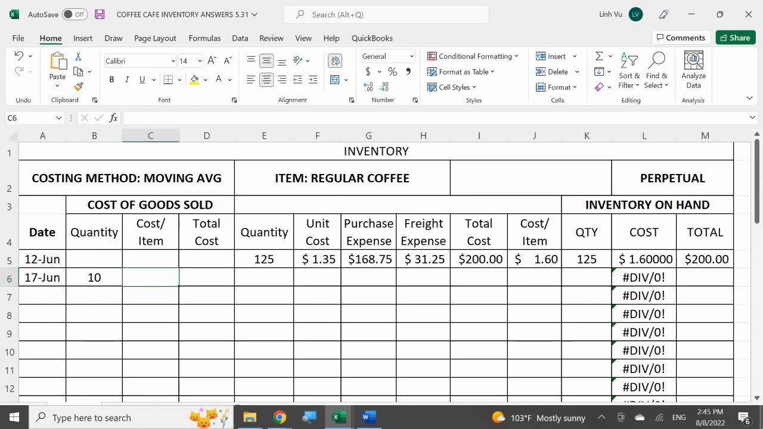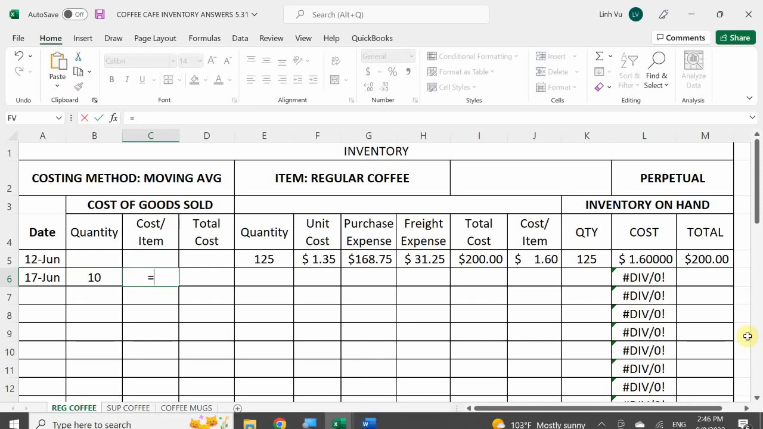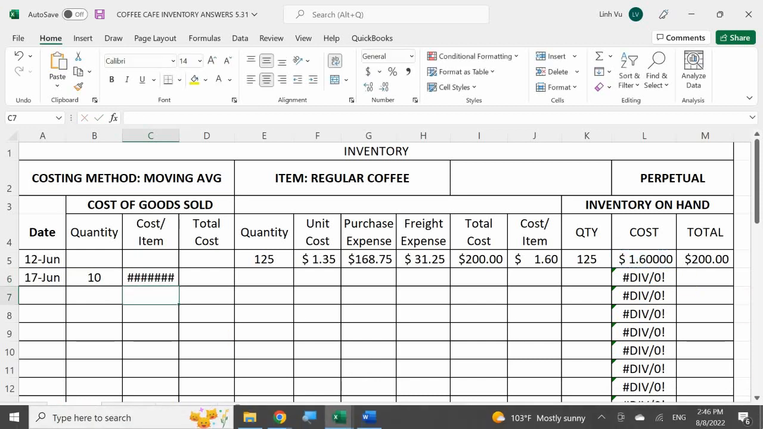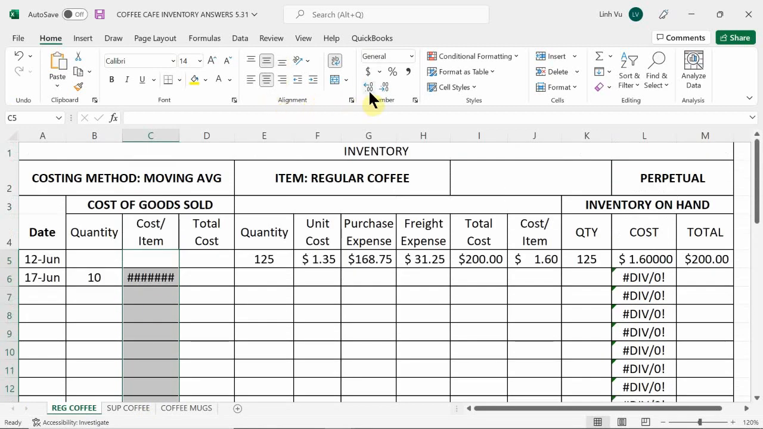How much is it going to cost me per pound to sell? 160. It's going to cost me $1.60, right? I'm not talking about selling price. I'm talking about what it cost me. So in this case, it's going to cost me $1.60. Okay? So in this case, I'm just going to copy it over, $1.60. Okay, there you go, $1.60.